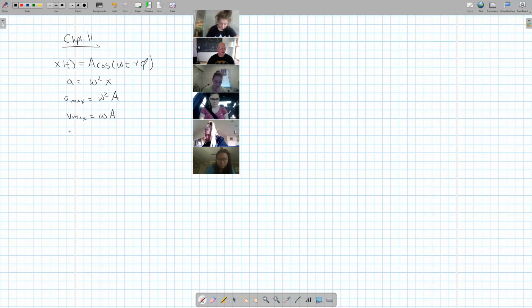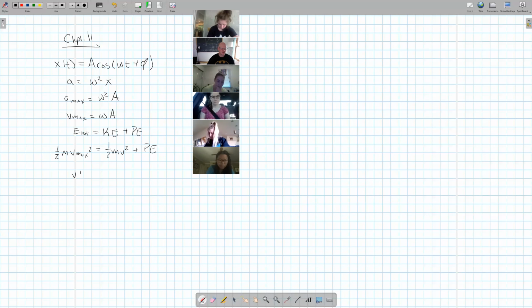What else do we have? The total energy is equal to the kinetic energy plus the potential energy, which is equal to 1/2 mv squared plus the potential energy. And then this is 1/2 m v maximum squared. So this is all just the general things over here. Okay, is there anything here I'm missing? I don't think so. Oh, yeah, velocity.